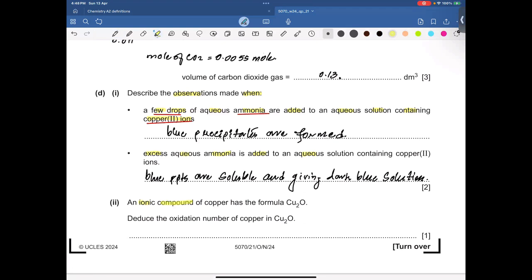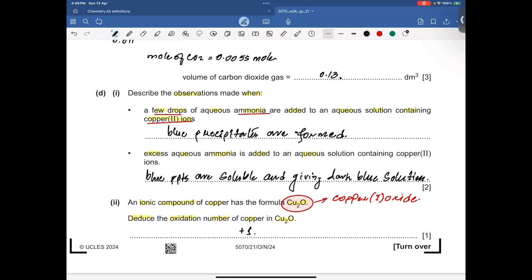An ionic compound of copper has the formula Cu2O. Deduce the oxidation number of copper in this. I'm going to deduce the oxidation number, but before that, you should know the name of this oxide. Its name is copper 1 oxide. Since its name is copper 1 oxide, the oxidation state of copper in this oxide would be +1.